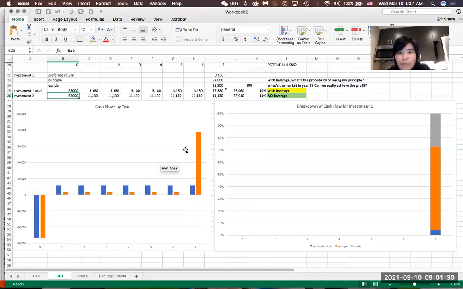So, but which one is better? First of all, as we mentioned, the money has time value, right? So yes, we are all very excited about the spike in year 7. 2 questions we have to ask ourselves. First is how likely we can get this big chunk of cash flow in year 7. As I explained, between year 0 to year 7, there's a lot of uncertainty, right? A lot of uncertainty. Can we get that back? With what probability? You have to ask yourself.